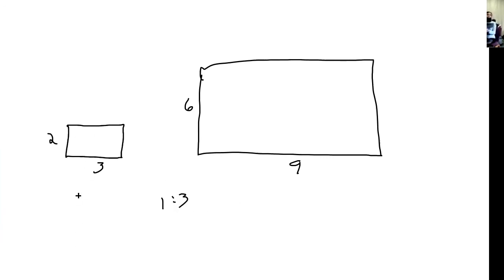Now what's the area of this little rectangle here? What is it, Adeline? Go ahead and say it. 6. All right, what's the area of this one? Somebody else. What's the area of this big rectangle? 9 times 6. 54. All right, 54. Now, is this a scale factor of 1 to 3? 6 to 54? No. No, this is a scale factor of 9.